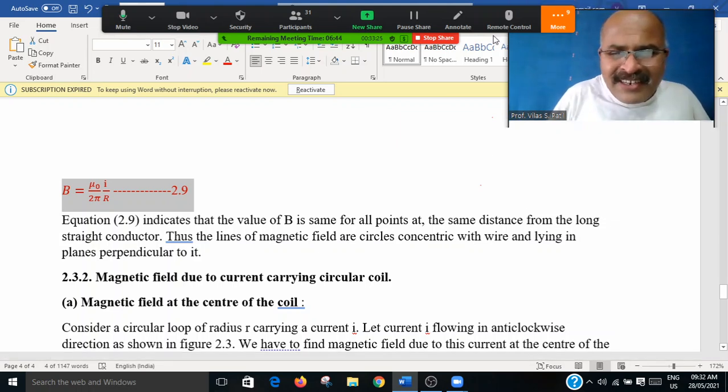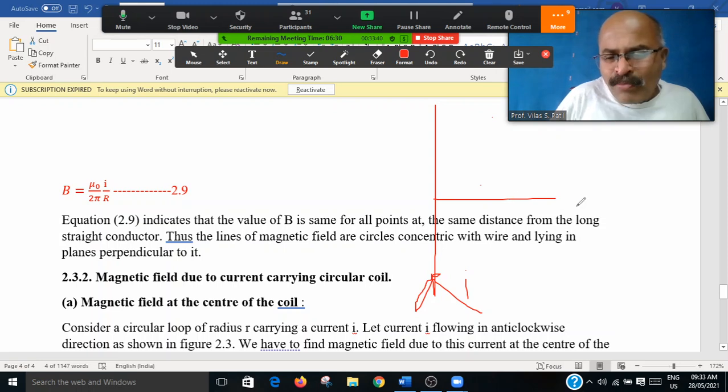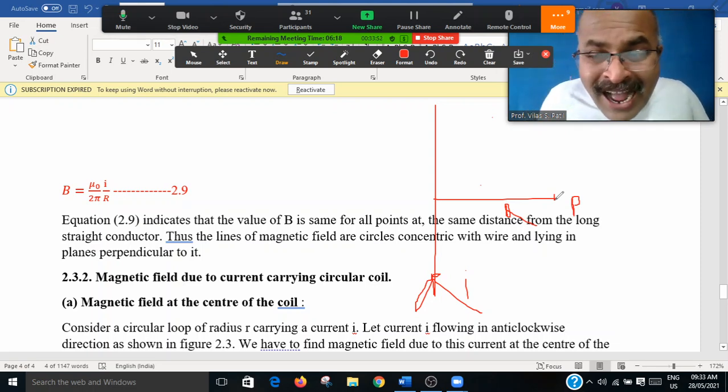Consider the magnetic induction due to a long and straight current carrying conductor which carries the current I. Consider a point P at a distance R. What will be the magnetic induction at this point? That is, B is equal to mu 0 I divided by 2 pi R.